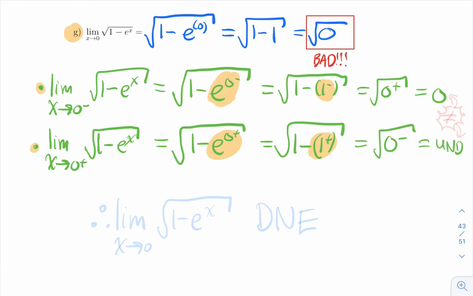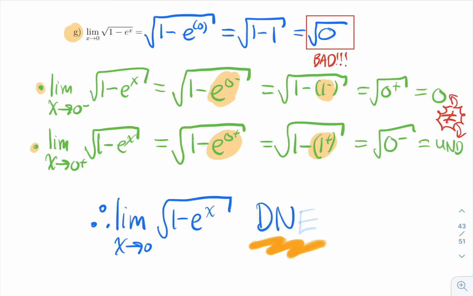Okay, so therefore the conclusion, for the two-sided limit, because these two are not equal, maybe I'll write that down to make sure that you remember. So you compare both, they're not equal. So therefore, the limit as x approaches 0 of the square root of 1 minus e^x does not exist.